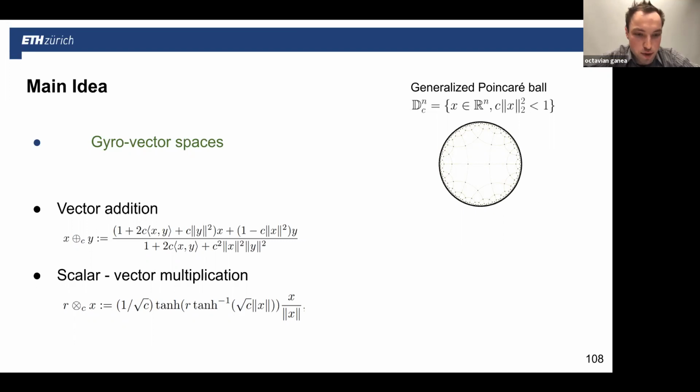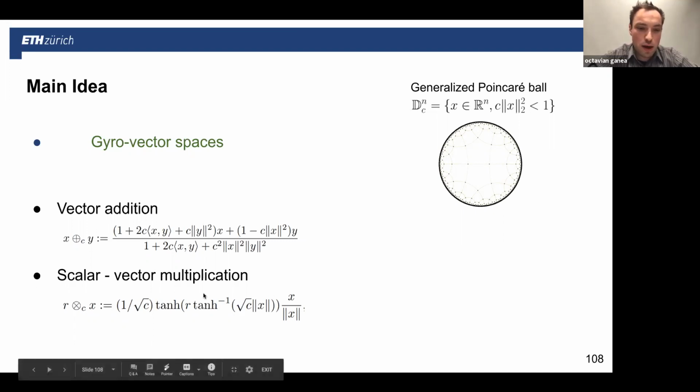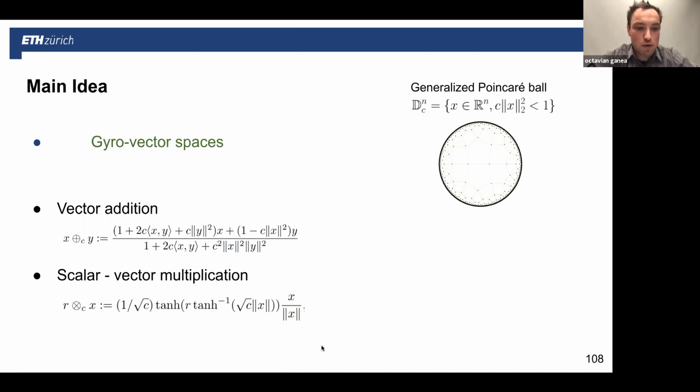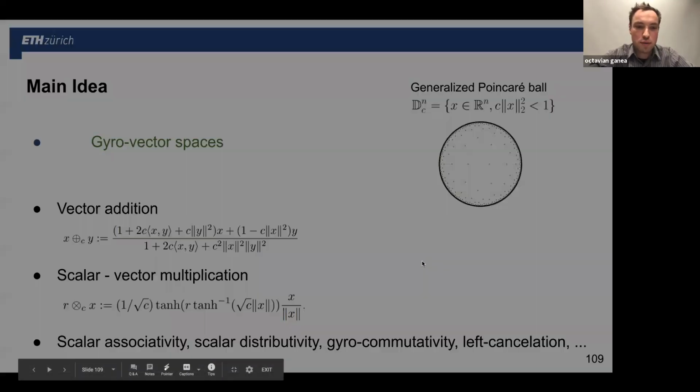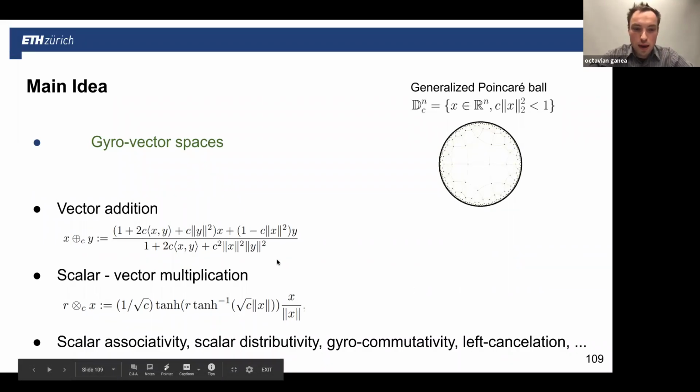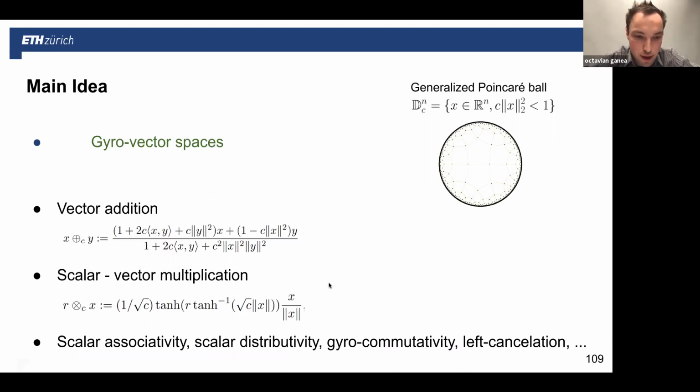We also have the concept of scalar vector multiplication, which is again shown here. So the formula is a bit more complicated, but it's still like before. If C goes to 0, so if we converge to the Euclidean space, then under the limit it's going to become R times X as you know it, the standard scalar vector multiplication in Euclidean space. So these operations satisfy a few interesting properties, like properties that you would hope for.